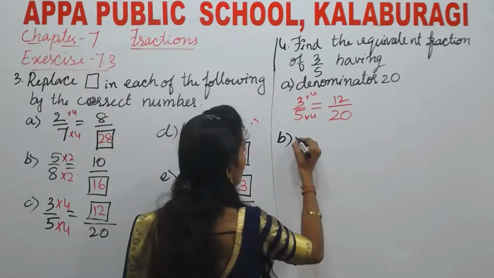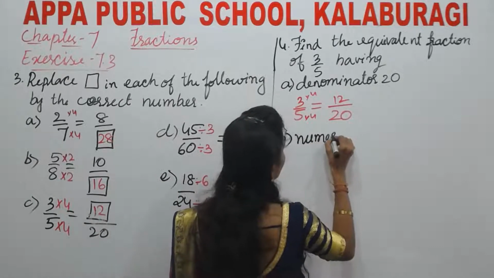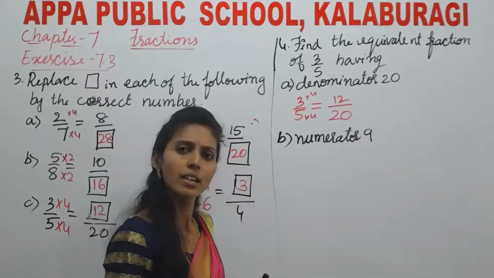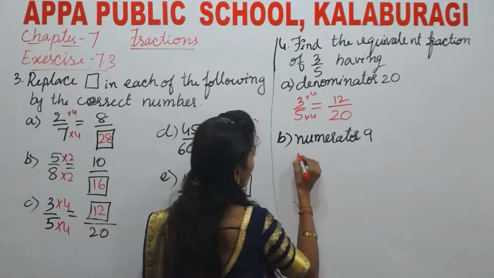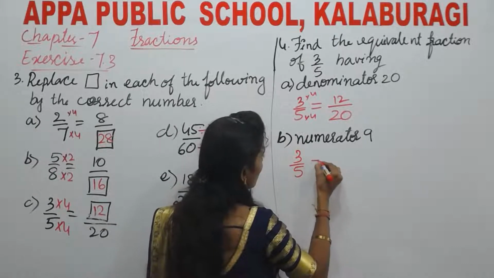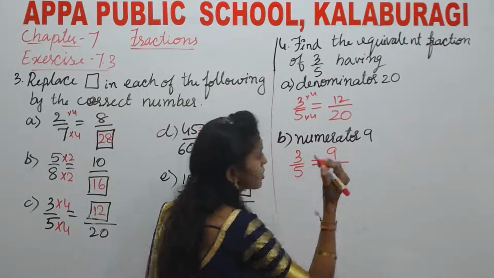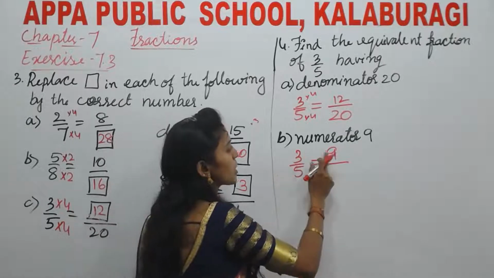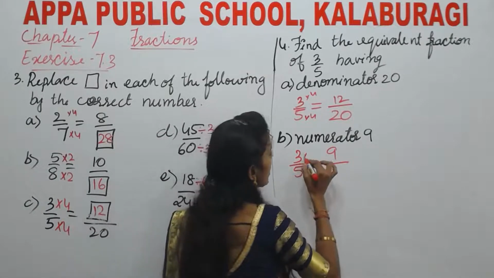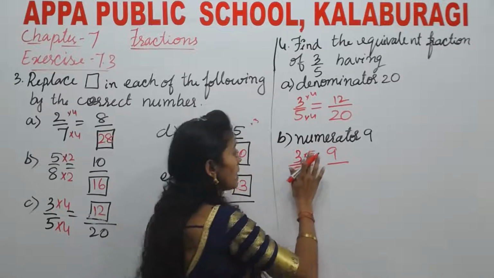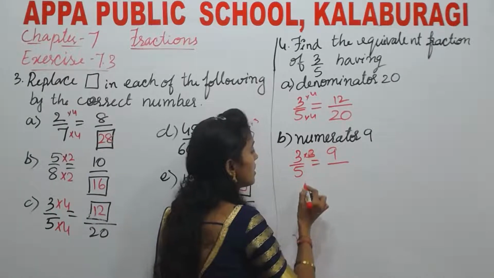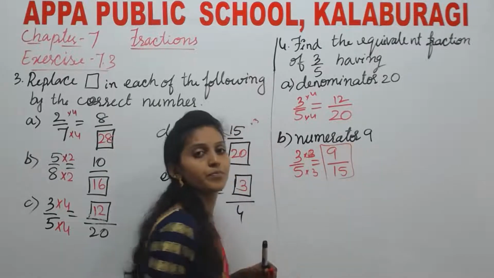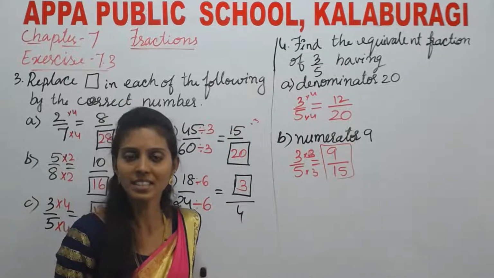Next one, numerator 9. Same way here also. The LHS fraction is given as 3 by 5, and you have to find the fraction with numerator 9. Denominator they did not give, you have to find it. In 3 table, when will you get 9? 3 3s are 9, right? Then 5 3s are 15. This is the required fraction. Very easy, isn't it?